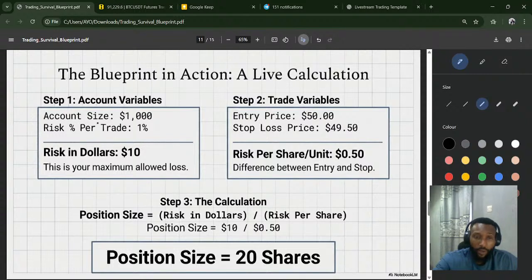Your account size. For instance, your account size is $1,000. Your risk per trade. We have decided you should choose 1 to 2%. So for this instance, we are going in with 1%. So risk in dollars is $10. That's 1% of $1,000. This is your maximum allowed loss. Take note.